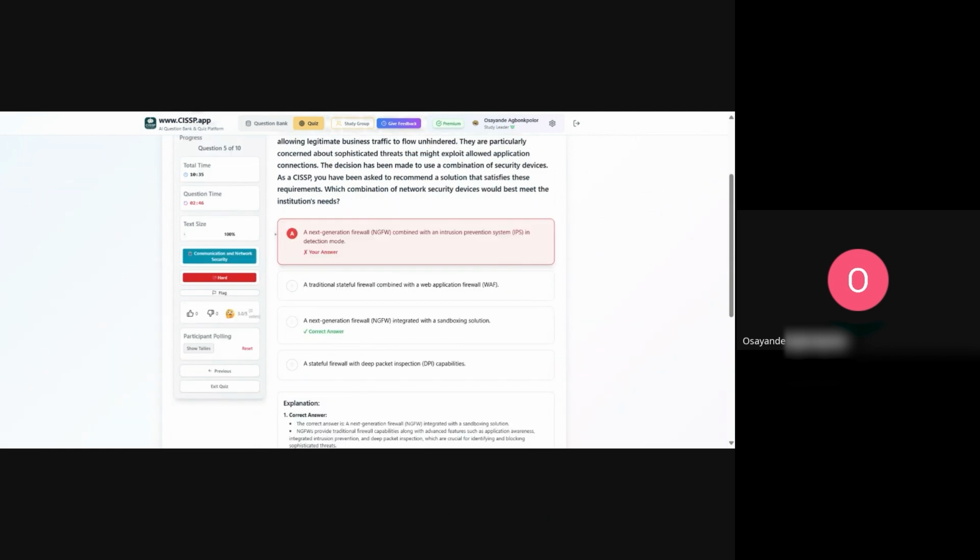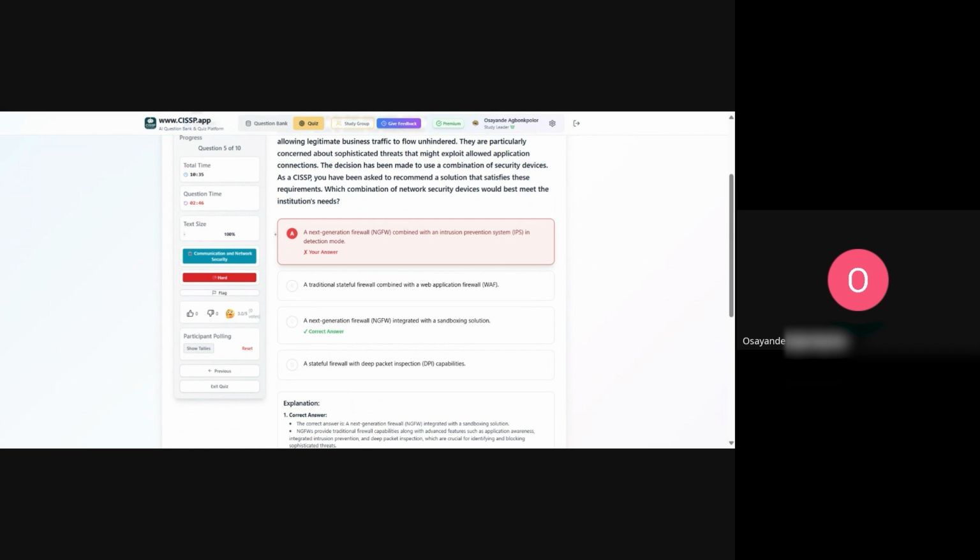I chose A because we have more A's in the answers in the chart. That's why I went for A actually. The reason I went with C is because of the section about sophisticated threats that might exploit allowed application connections, and sandboxing is going to help with that. In what way? It's going to isolate your traffic so that it can't move laterally. Application awareness, it also mentions in the explanation.